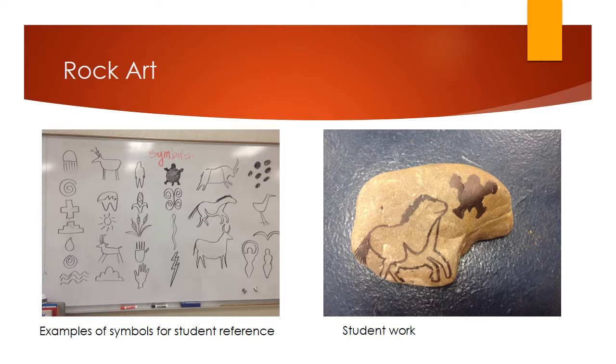They created a totem, and they drew it with a permanent marker onto a rock or a natural surface. I did give them some examples for reference, but they were to create their own spirit animal or totem or whatever you want to call that. And there's an example there on the right of student work.